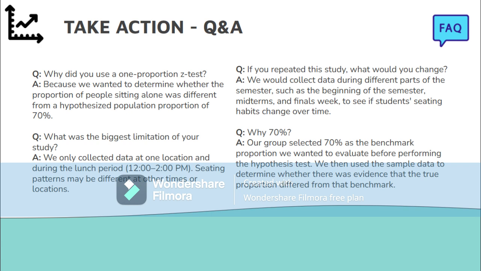Another question is, if we were to repeat this study, what would we change? We would collect data during different parts of the semester, such as the beginning of the semester, midterms, and final weeks to see if seating habits change over time, or if they stay consistent. And then why did we choose 70%? As previously stated, our group selected 70% as the benchmark proportion we wanted to evaluate before performing the hypothesis test. We then used the sample data to determine whether there was evidence that the true proportion differed from that benchmark.